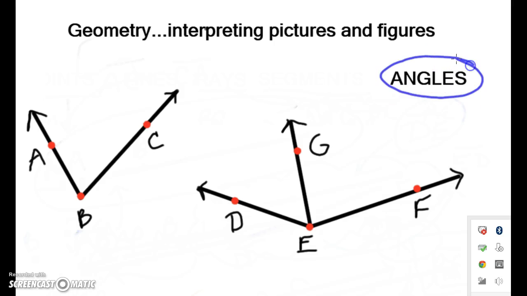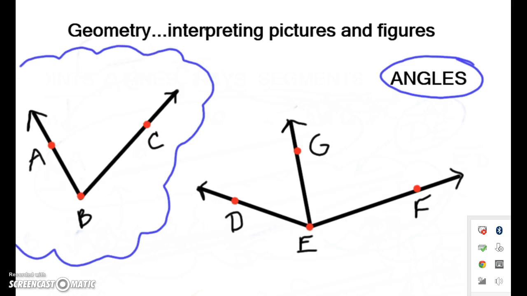Angles. Now, angles are one letter more complicated than lines, line segments, or rays. Lines, line segments, and rays only took 2 letters to name them. Angles require 3 for their formal name. For example, if we look at this picture, that is one single angle. The angle's name is angle, using a little tiny angle symbol, the letter A, the letter B, and the letter C. Or I could call it angle CBA.